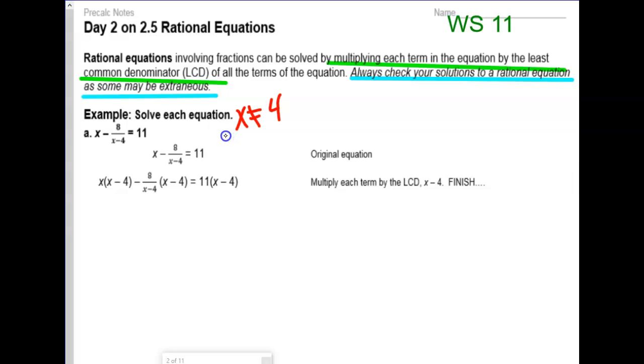I only write that down because these are the questions where you get through all the algebra and sometimes you get to the end and you're like, oh, extraneous. So if 4 shows up as an answer, we're going to have to come back through and cross it off and call it extraneous.